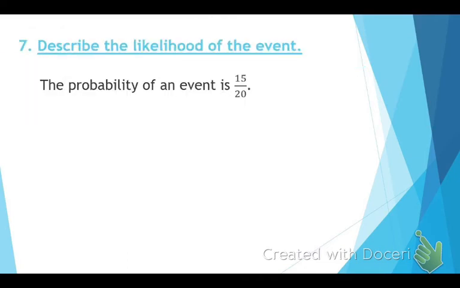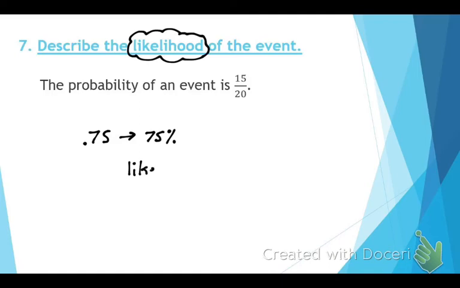Number 7 says to describe the likelihood of the event. So we know some different words for likelihood. It says the probability of an event is 15 out of 20. Guys, what's 15 out of 20 as a decimal? 0.75, okay, which means, as you guys just said, 75%. Guys, what's the likelihood of something that is 75%? That is definitely likely, okay? Or you could even say very likely.